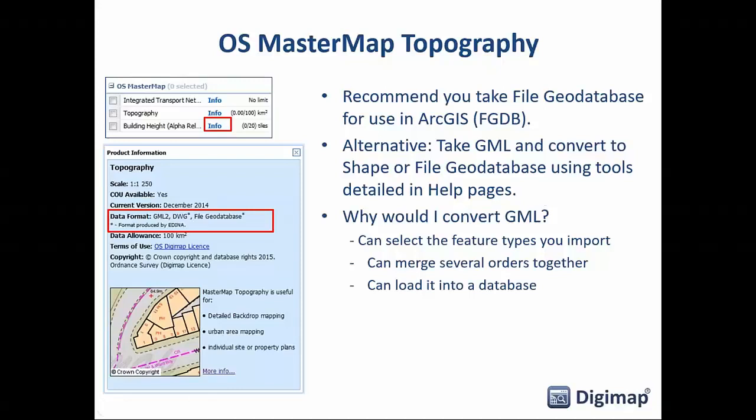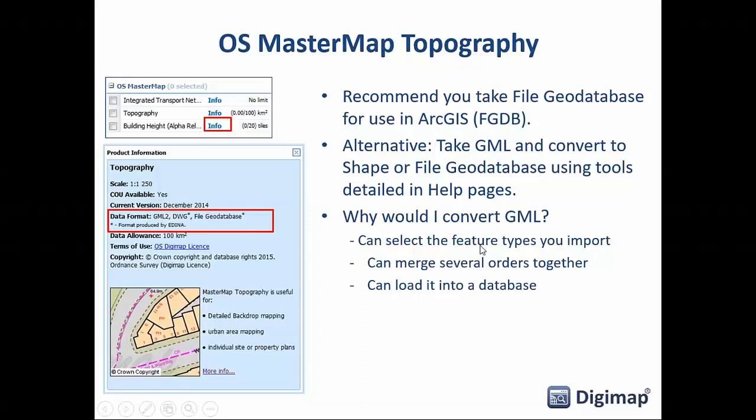So that's for shapefiles. A slightly different one is MasterMap Topography. This is the very large scale data, and because of its size and complexity, we recommend you take file geodatabase for this data if you're going to use it in ArcGIS. We don't supply it as shapefiles because the files would be too big. File geodatabase can scale so that you can ask for larger areas and get all the data. The alternative is to take GML, but that requires further processing.